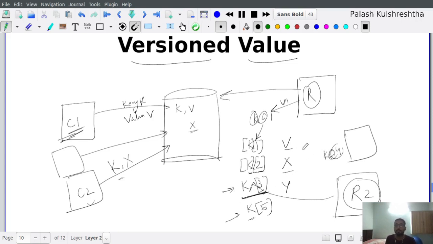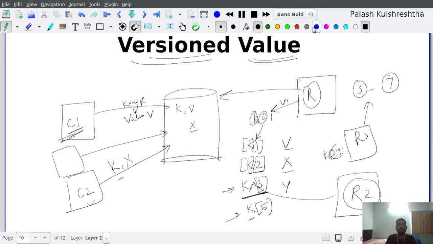If you want to read a range of versions, for example, a reader R3 wants to read the range of versions from version 3 to, let's say, version 7, that is also possible. It is all dependent on the type of data storage engine that you have, whether it supports versioning values or not, and along with versioning values, how you can access multiple versions, how you can access single versions, and all.